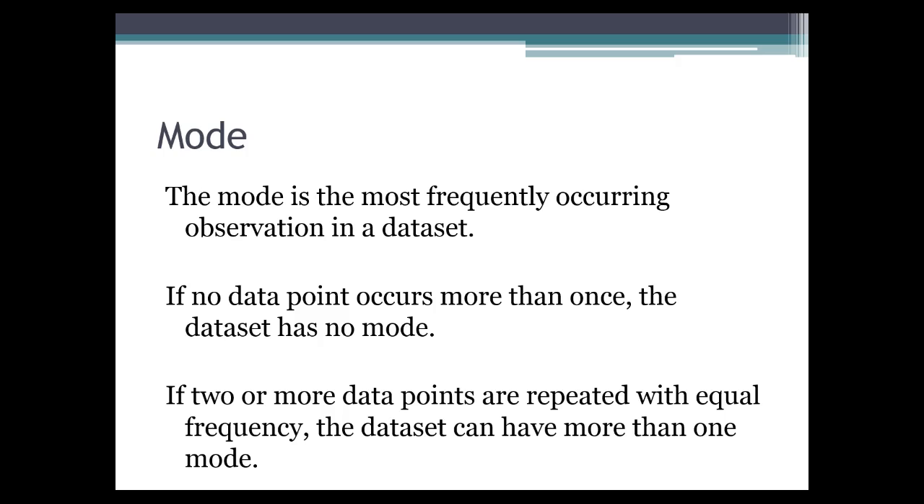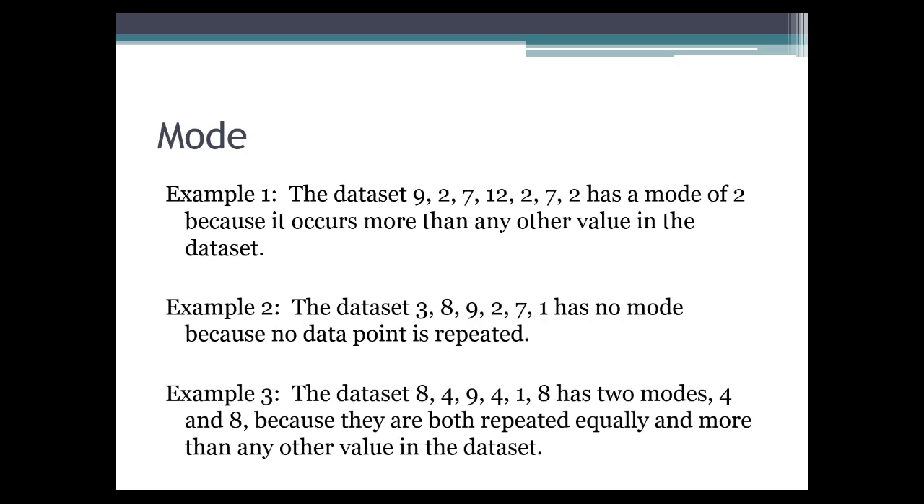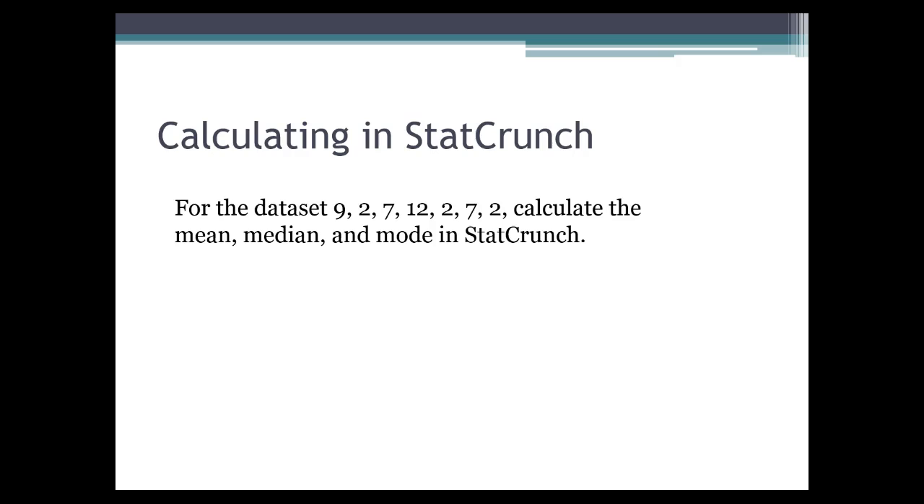Mode is the most frequently occurring observation. Sometimes a data set has no mode. Sometimes a data set has more than one mode. And I'll let you pause and look at that if you want.